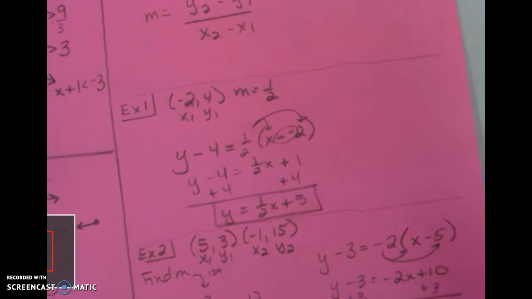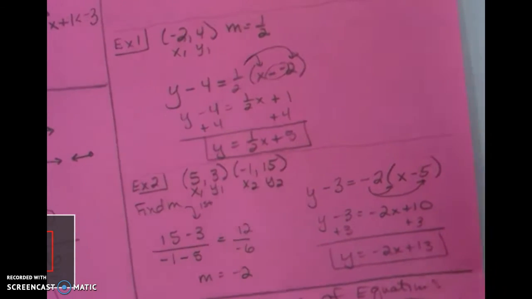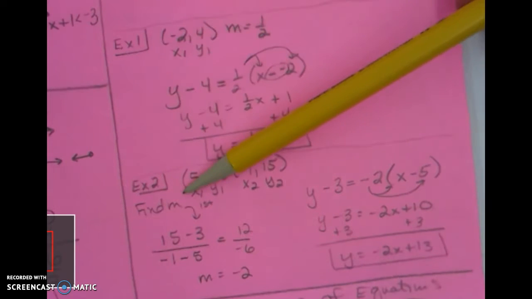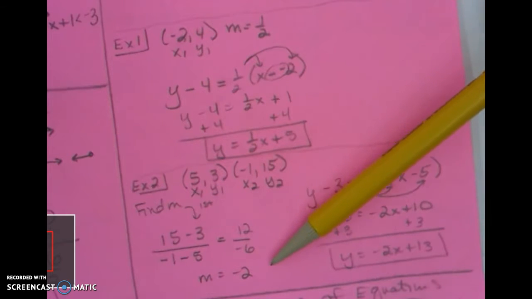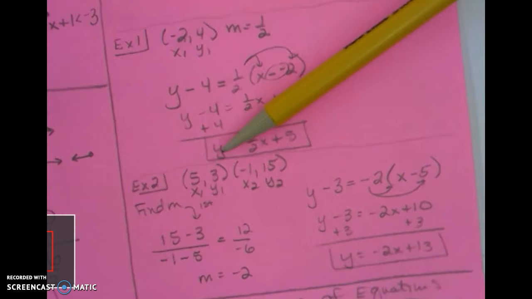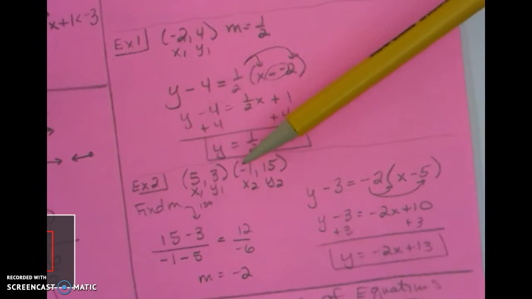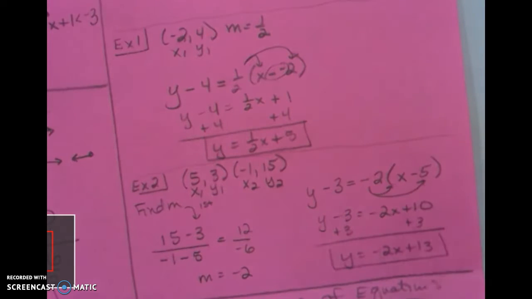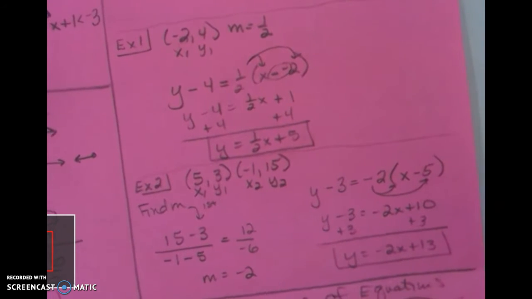The second type of problem that you have is if you have 2 points. If you have 2 points, you have to find the slope first. And once you find the slope, then you plug in the slope with either of these 2 points. It doesn't matter which one. I tend to put the one that I had already had x1 and y1 on. And then once you plug it in, you solve.